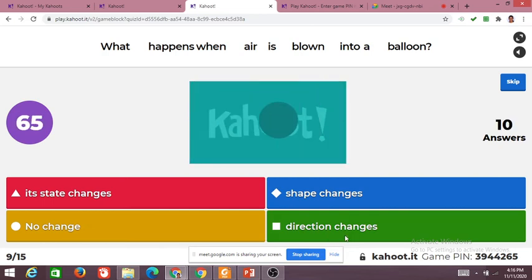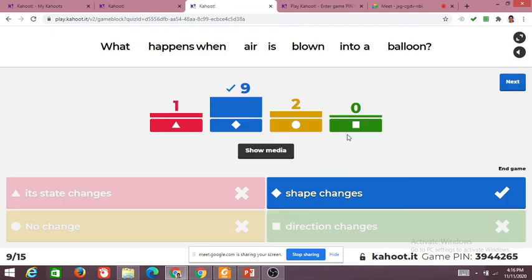Nine have answered, 10. Okay, good. So all have answered. So I'll check. Most of you have answered shape changes. One has answered its state changes.